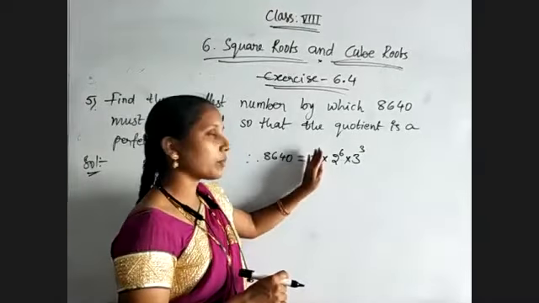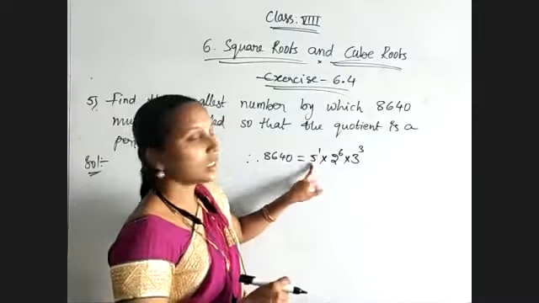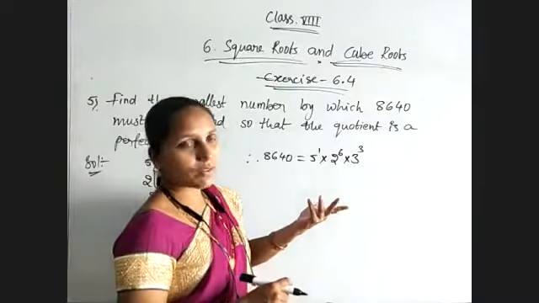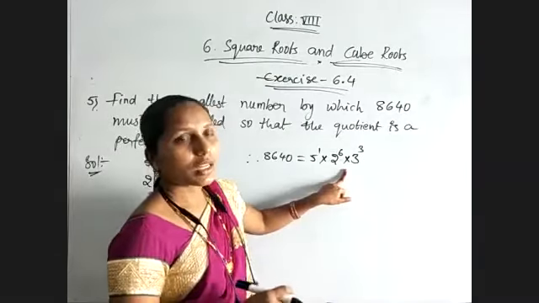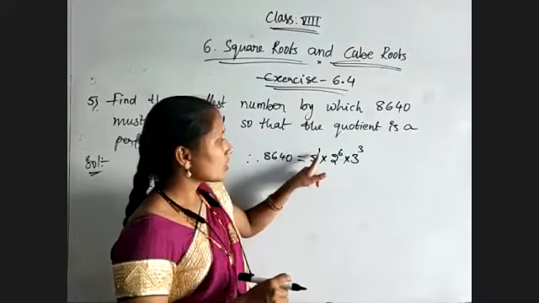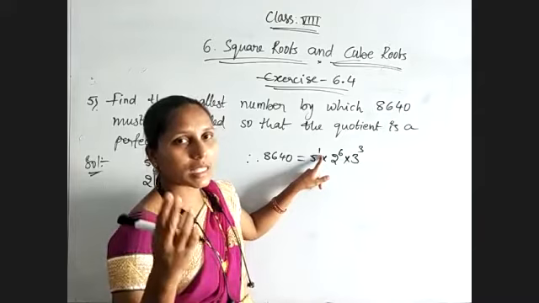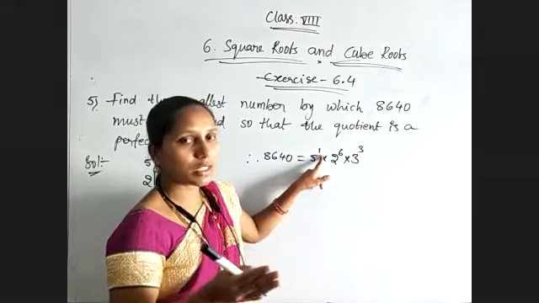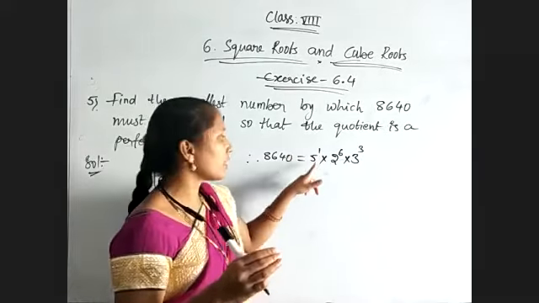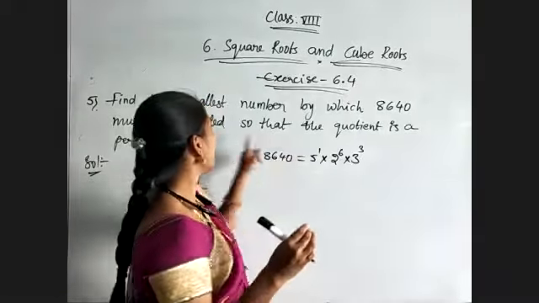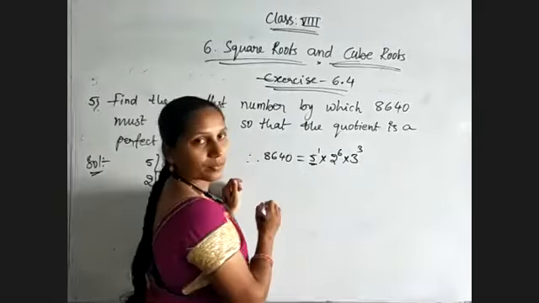So we need to remove it, because division is given. If you divide by 5 power 1, which is nothing but 5, then it will become a perfect cube. If multiplication were given, only one 5 is there. To make a cube, meaning 3 values, we need to add two 5s. That is 5 square, which is 25, must be multiplied. But here they are asking for division. So 5 we need to remove.